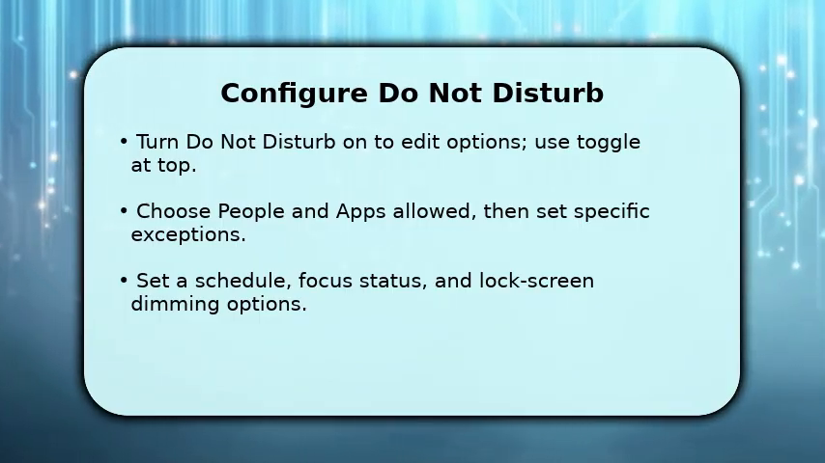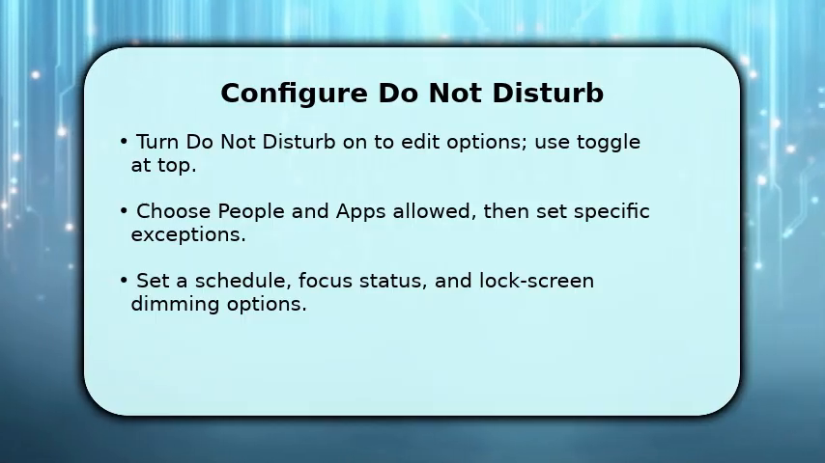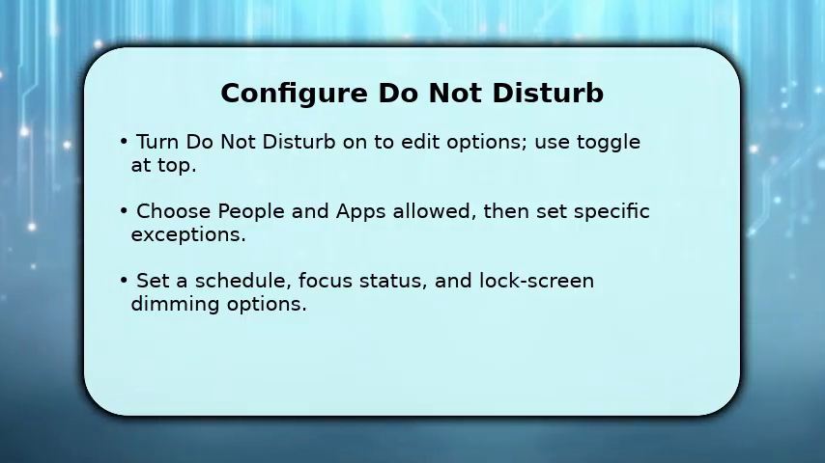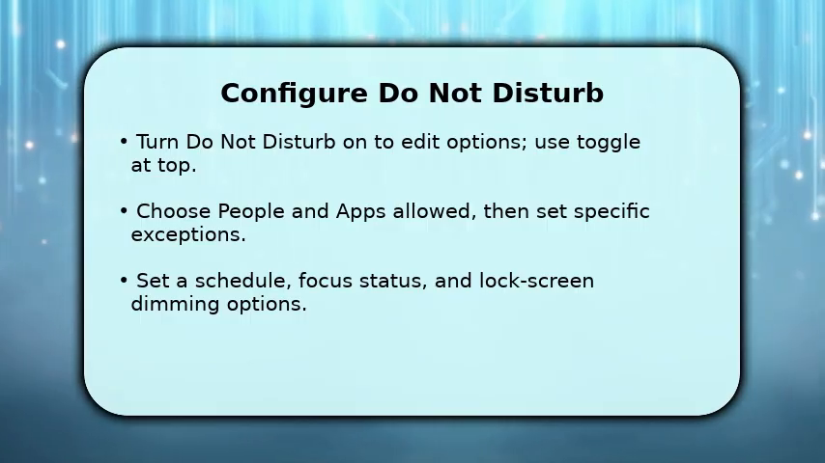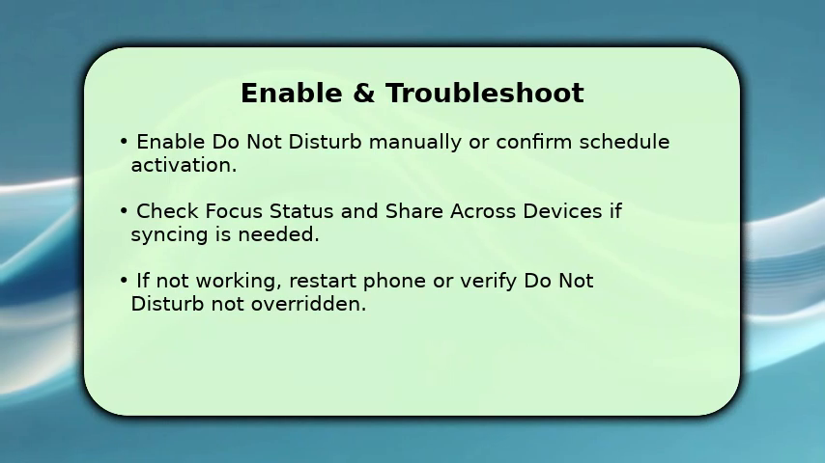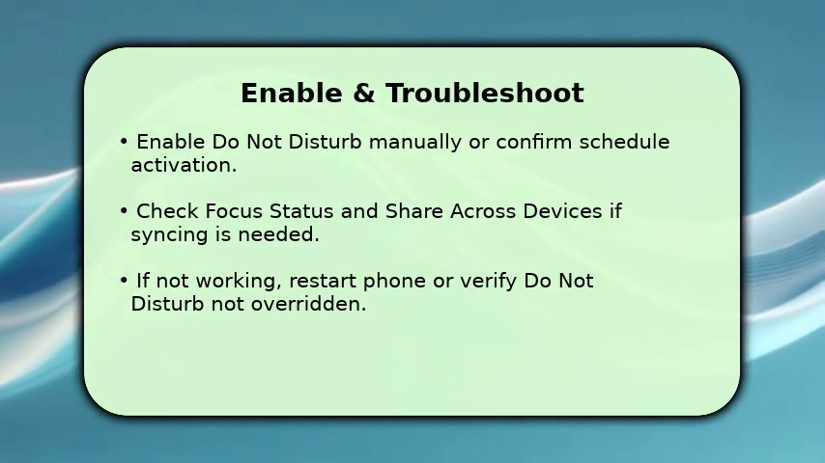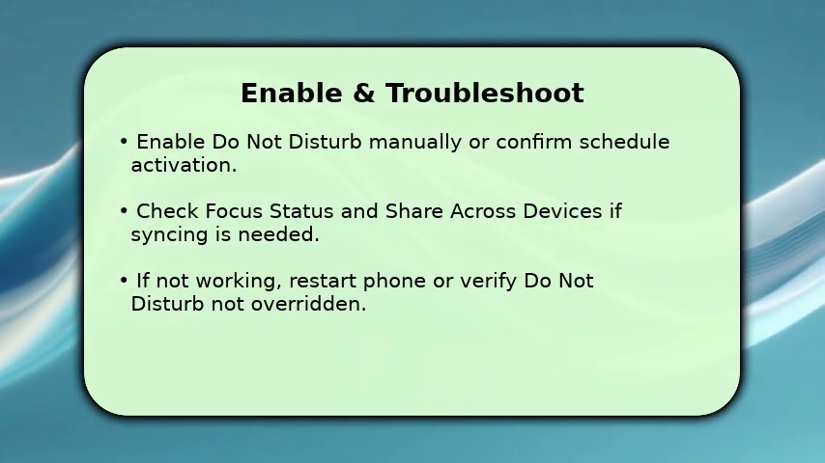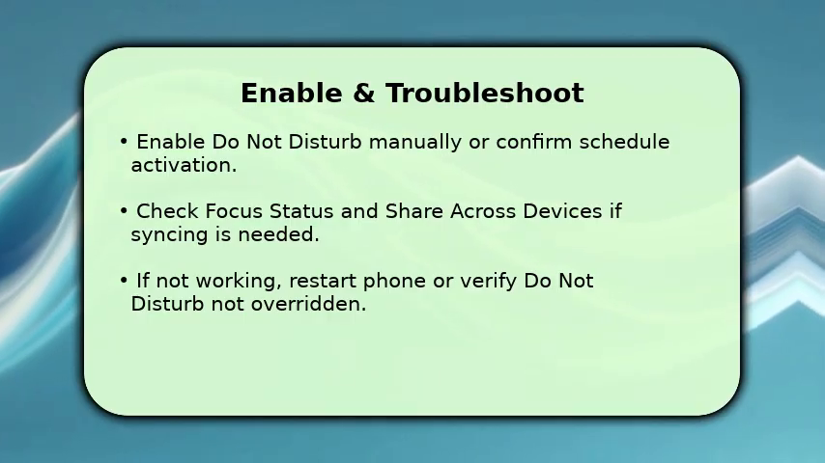Adjust Lock Screen and Home Screen options so notifications stay hidden. These settings explain how and why notifications are silenced and who can still get through by enabling Do Not Disturb. Use the toggle or confirm your schedule is active. Make sure Share Across Devices is on if you want the same behavior on other Apple devices.